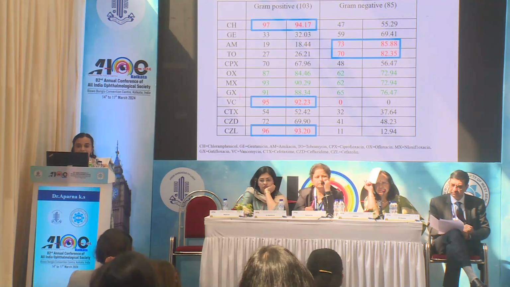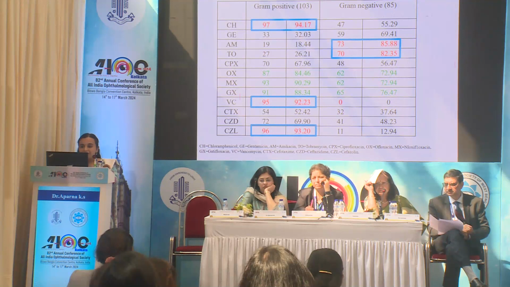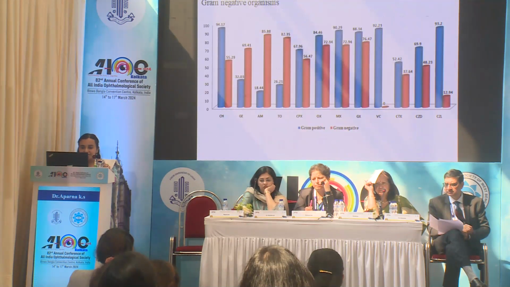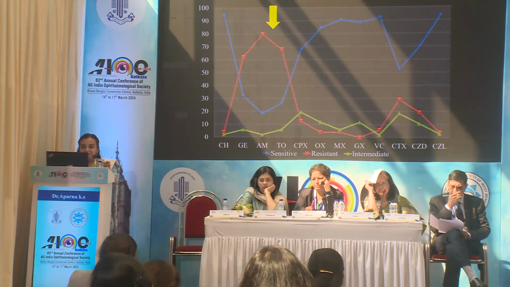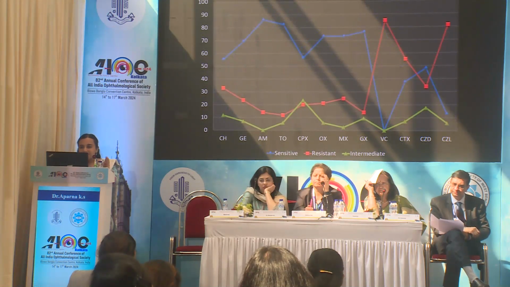Coming to the sensitivity pattern, for gram-positive organisms, it was highest for chloramphenicol followed by vancomycin, and for gram-negative organisms for aminoglycosides. But both groups of organisms showed comparable and reasonably higher sensitivity for fluoroquinolones. And coming to the resistance pattern, for gram-positive organisms, it was highest for aminoglycosides including tobramycin, and for gram-negative organisms, it was highest for cephalosporins.